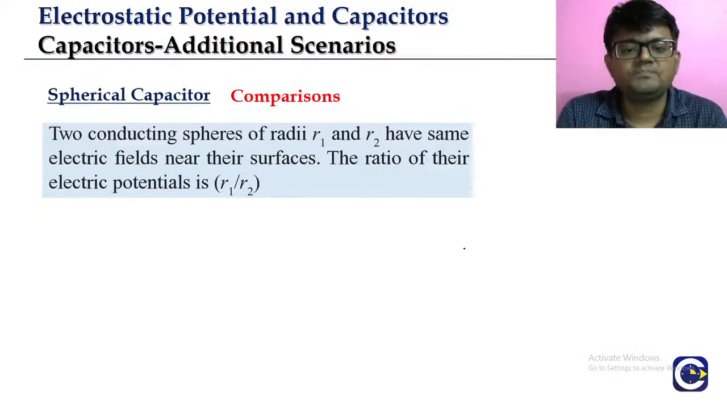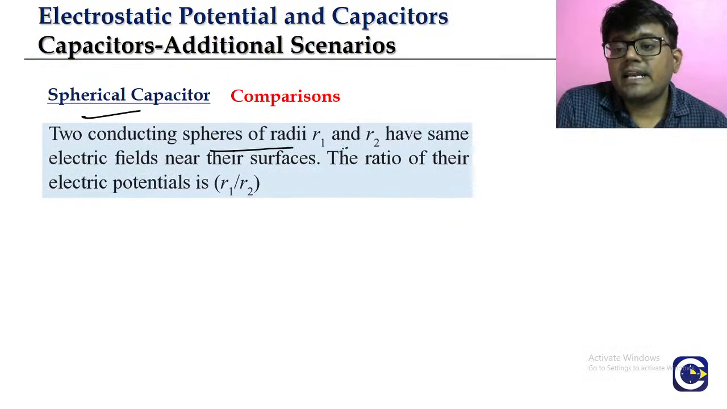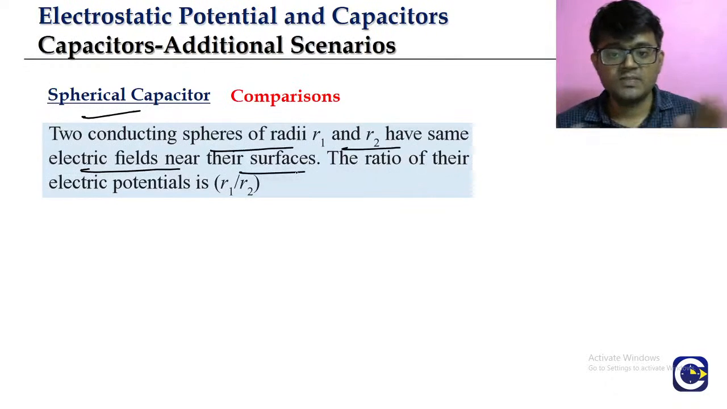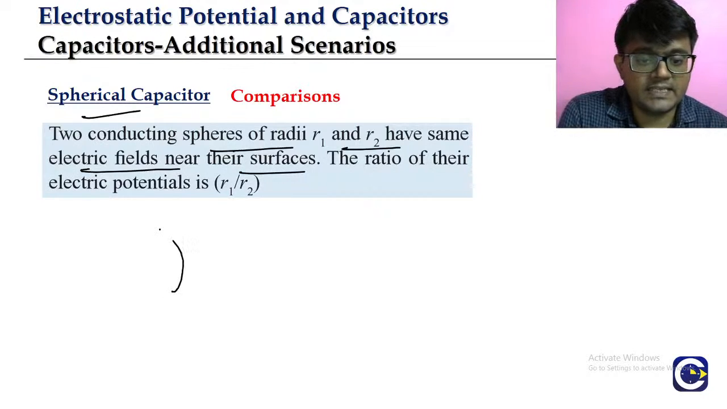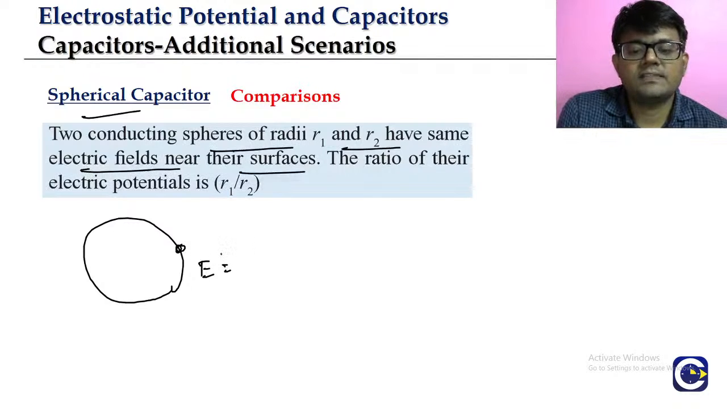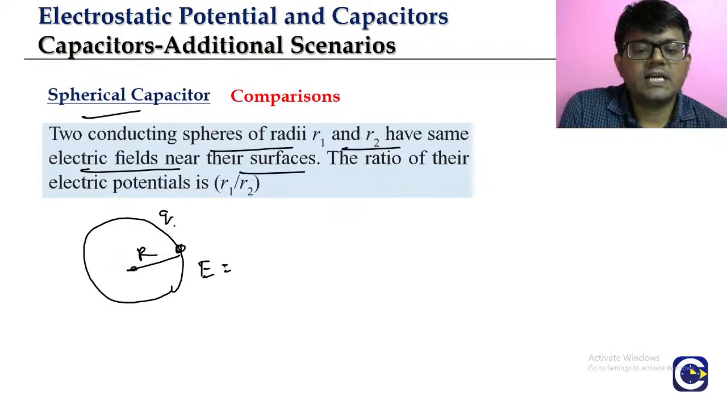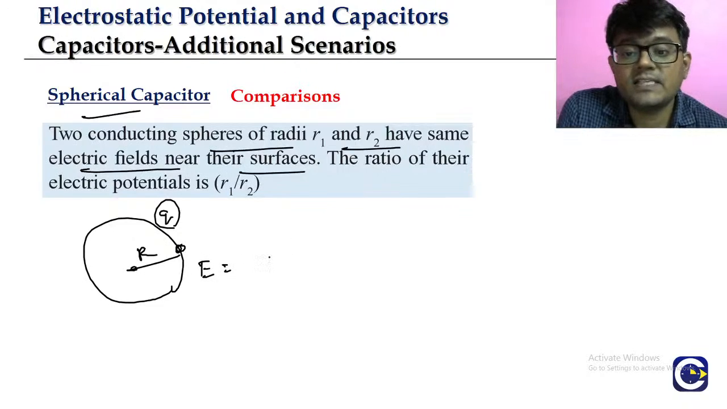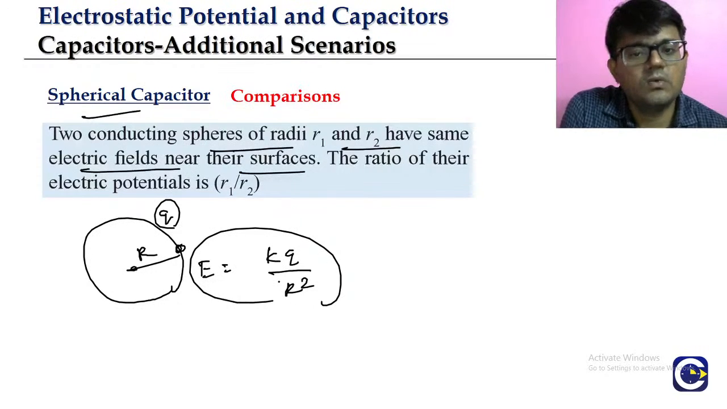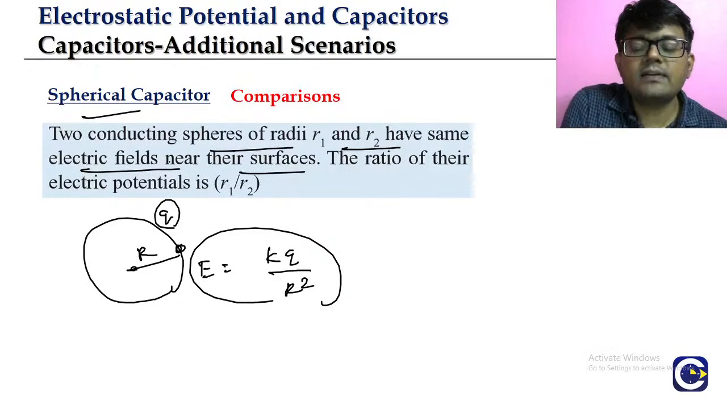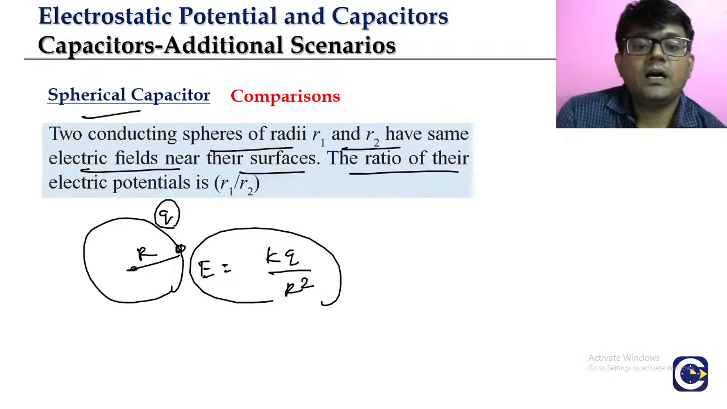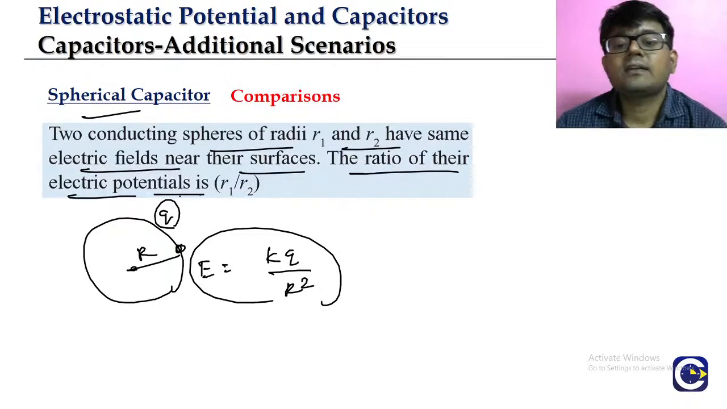Look at the next comparison: two conducting spheres of radius r1, r2 have the same electric fields near their surfaces. The electric field near the surface of the sphere is same. Look, when we say electric field, what is the formula? Near the surface, if the radius is r and charge q is given, what is the electric field near the surface? kq by r square. K means what? 1 by 4 pi epsilon naught. Okay? So the electric field near the surface is same. In that, we have to find the ratio of their electric potentials.